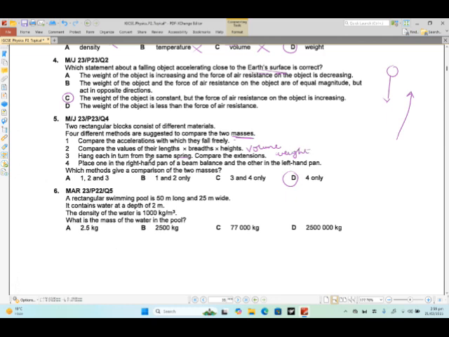So D is the only option, that place one on the right hand pan of the beam balance and the other on the left. One of them will tilt downwards and one will stay upwards because there is a difference in their masses. So that is how you can compare them, which one is heavier and which one is lighter.